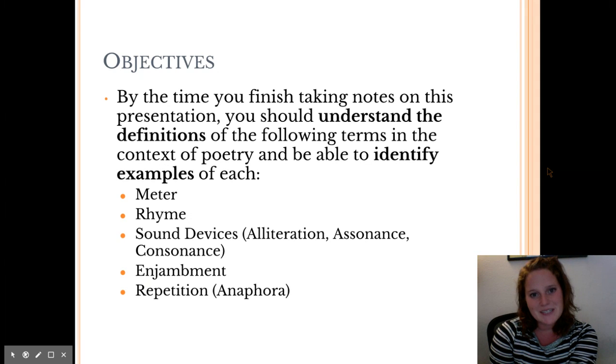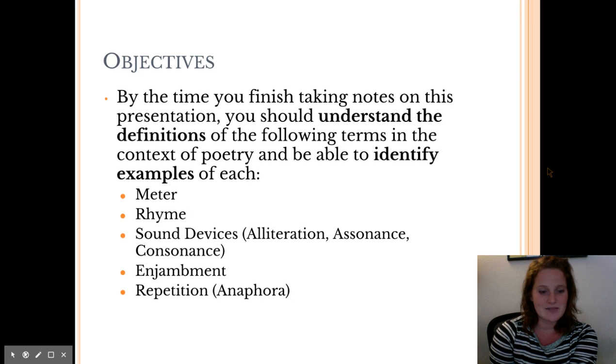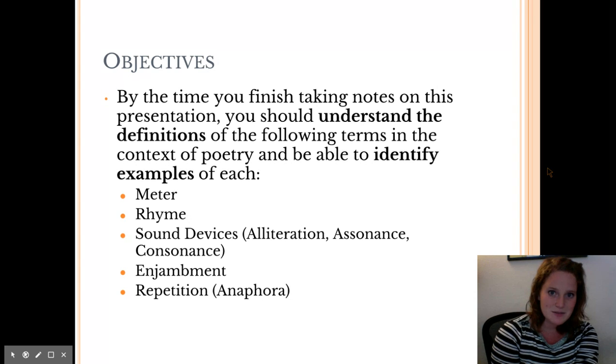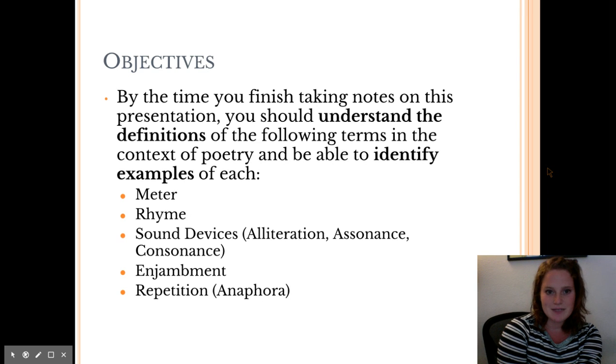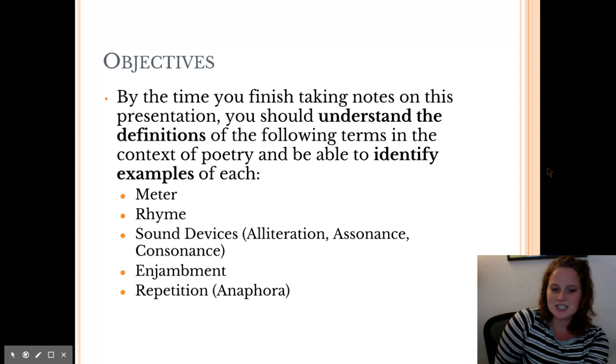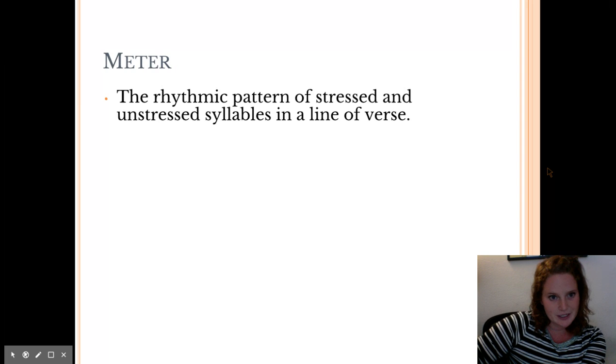And with those notes, you should understand the definitions of each of the following terms, and you should be able to identify examples of each. The things we'll be talking about are meter, rhyme, sound devices, including alliteration, assonance, and consonance, enjambment, and repetition, and a specific type of repetition called anaphora. We're going to start off by talking about meter.